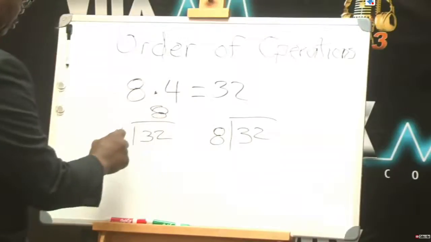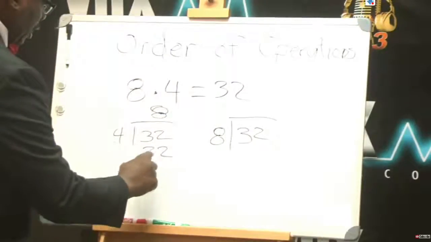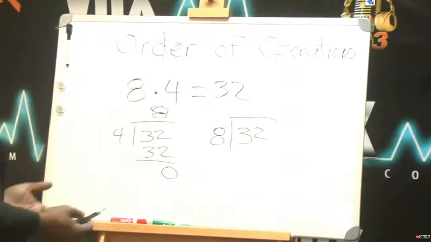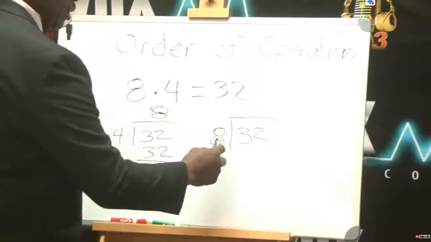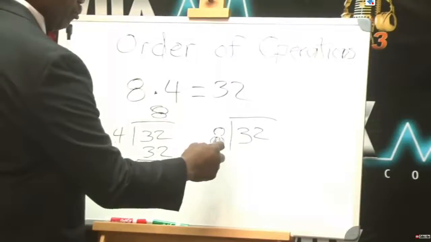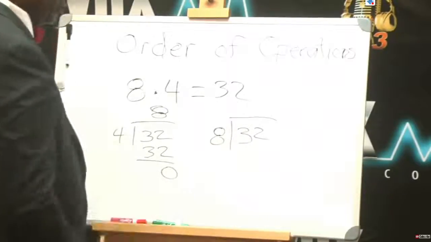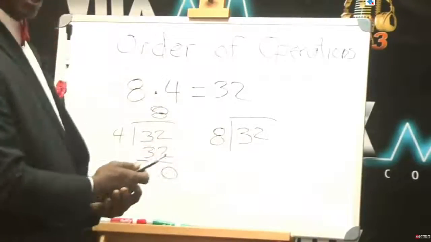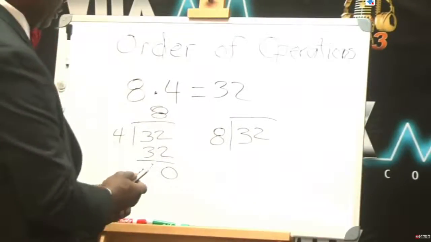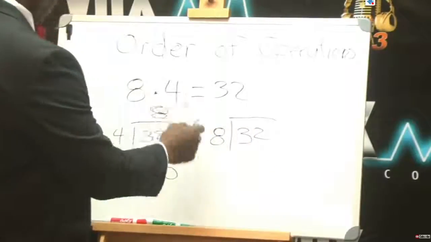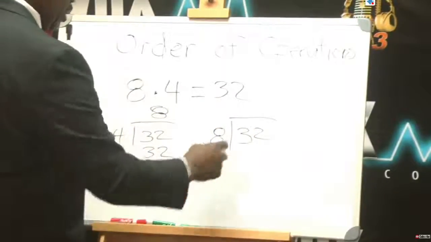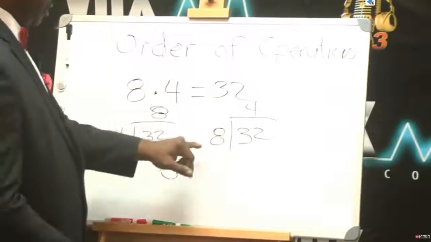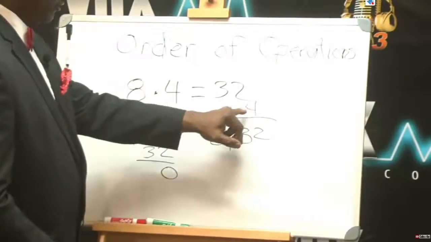And you have no remainder. Over here, again, relative. What number multiplied by 8 will give you 32? If we know our multiplication facts, we can do our basic division facts. Okay? So here we go again. 4 times 8, 32. 32 divided by 8 is 4.